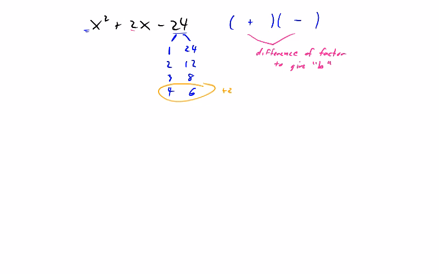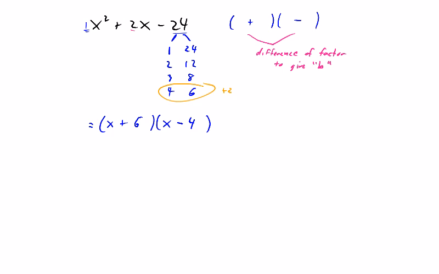So when we write this out to get our answer, we only have one option since this is 1 times x squared. X squared can only factor into x and x. So we need to figure out where to put the 6 and where to put the 4. Since we want to get a positive middle term, we want the bigger factor to go with the positive sign and the smaller factor to go with the negative sign.